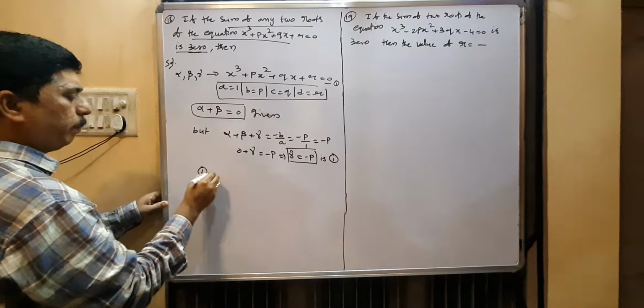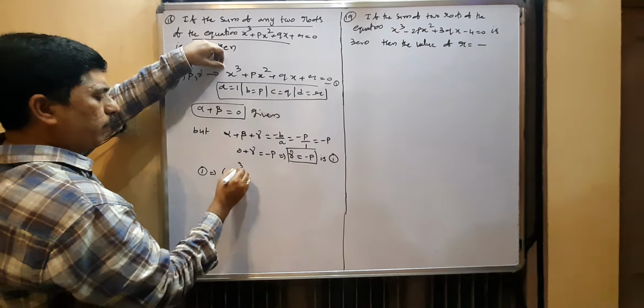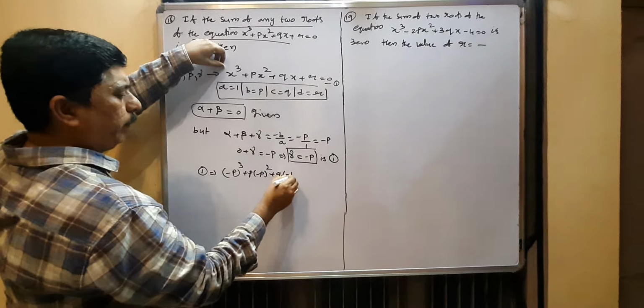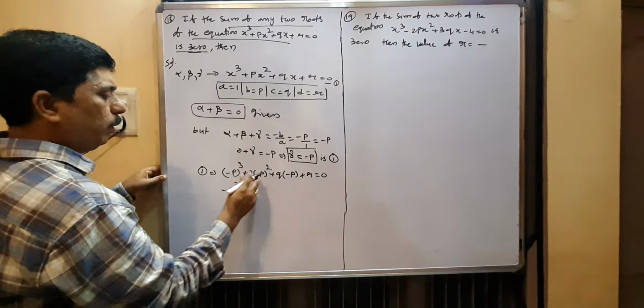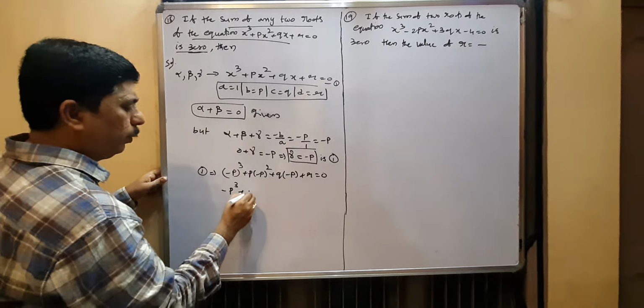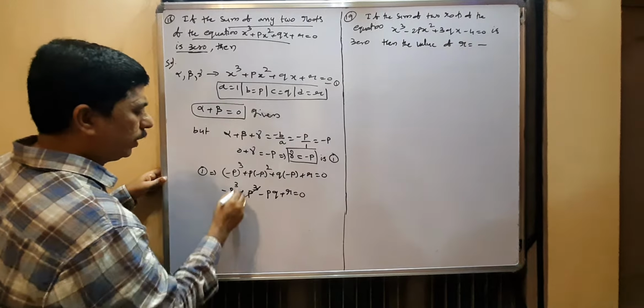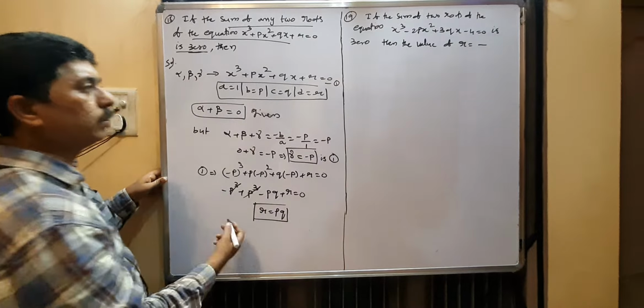In equation 1, in place of x, substitute minus p: minus p whole cube plus p into minus p whole square plus q into minus p plus r. This is minus p cube, minus p cube plus p square into p, minus p cube, plus r equal to 0. Both get cancelled, so r equal to p. This is the answer.